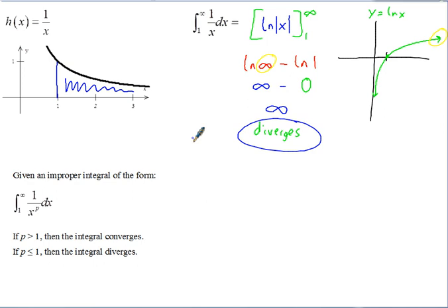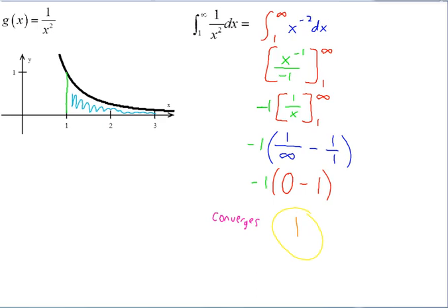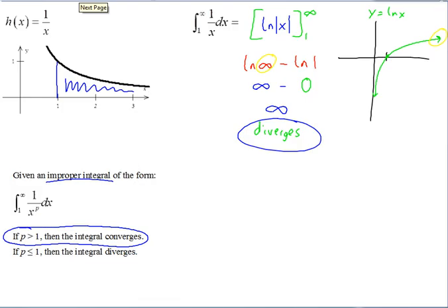And that brings us to a general rule for improper integrals. If they're in this form, the integral from 1 to infinity of 1 over x to the p, where p is the exponent there. If that exponent is greater than 1, then the integral converges, like we saw over here when the exponent was 2 on the denominator. However, if the exponent is less than or equal to 1, then the integral diverges, like we saw right here. So here the exponent was equal to 1, anything 1 or less than that, it diverges.